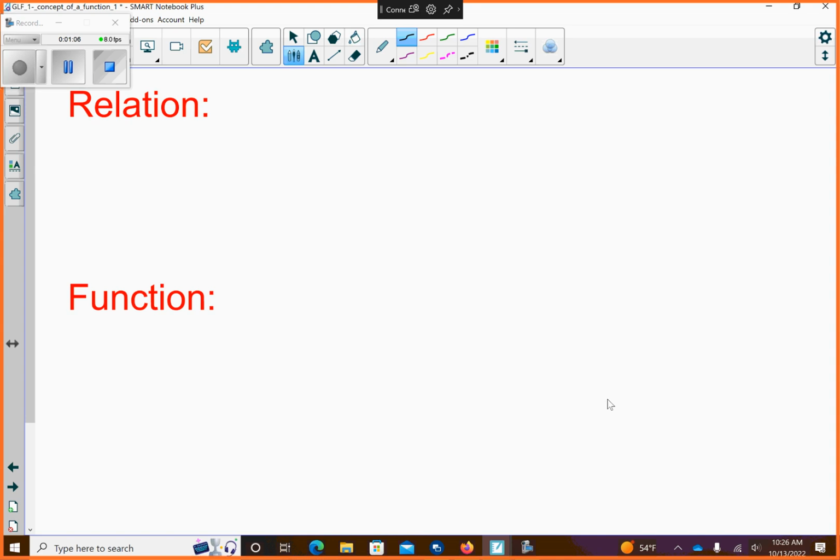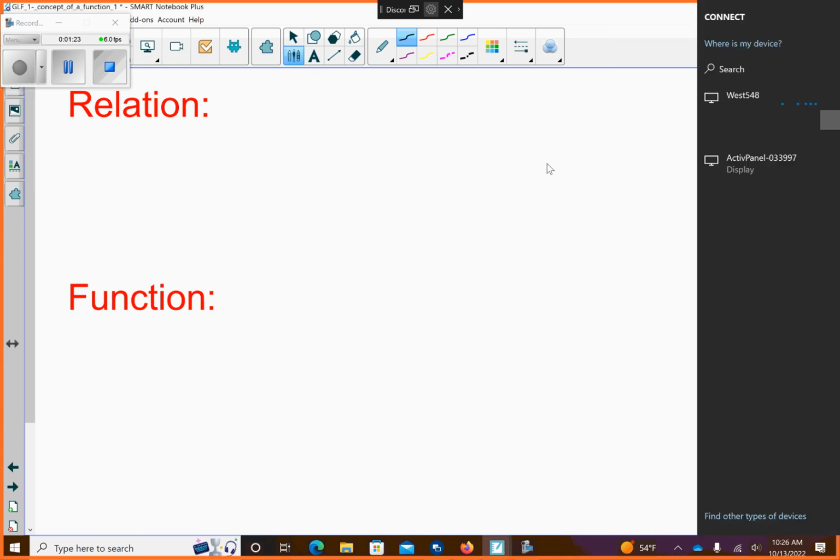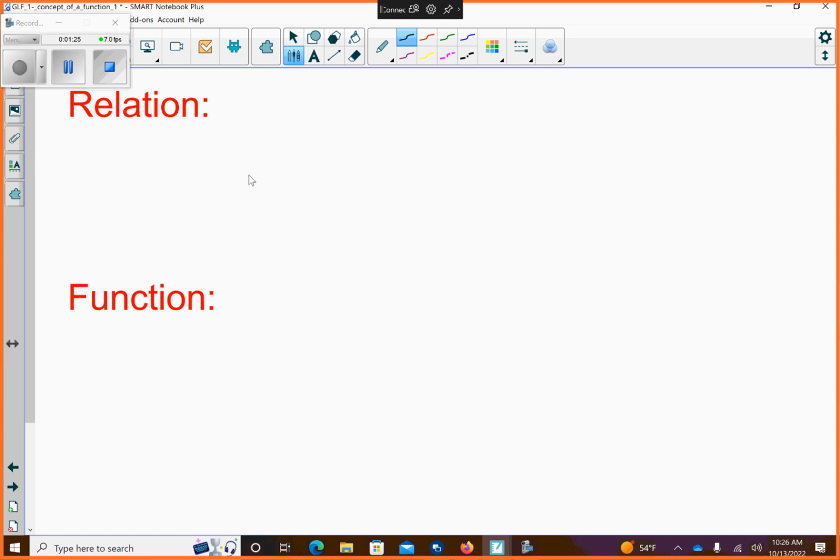Okay, so we're going to go over a couple of definitions. So a relation. This is like ordered pairs or points or a table of values. Okay?